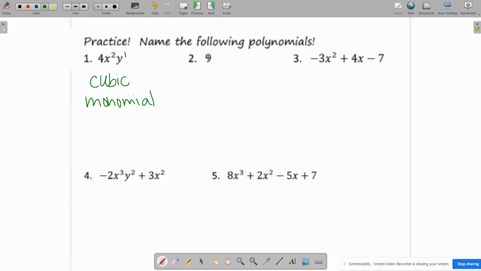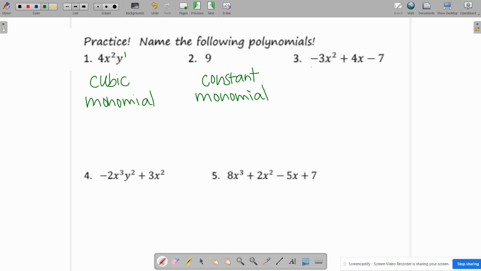Number 2 is also a monomial. I can see it only has a single term, but what is the degree of that term? Well, since there's not a variable there, we're going to say that it has a degree of 0. And when something has a degree of 0, we call it a constant.